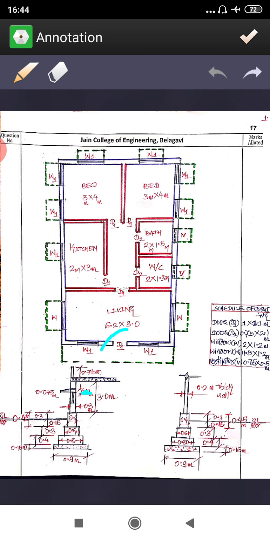and one front D1. Then you will be having 2 Ws, here one and here one, and W1, see 1 2 3 4 5 6 7 8 9. So 9 W1s are there and 2 ventilators are there. Here one ventilator and here also you'll be having one ventilator.